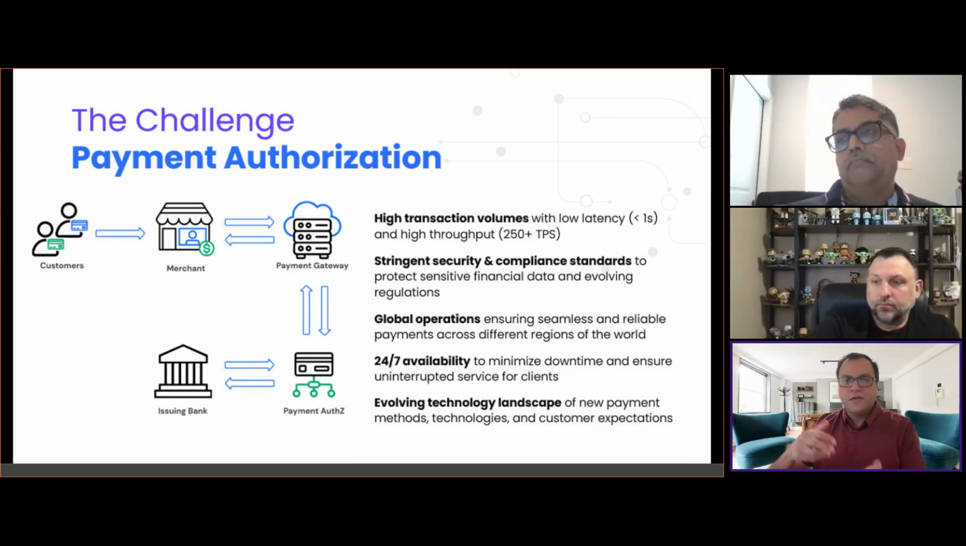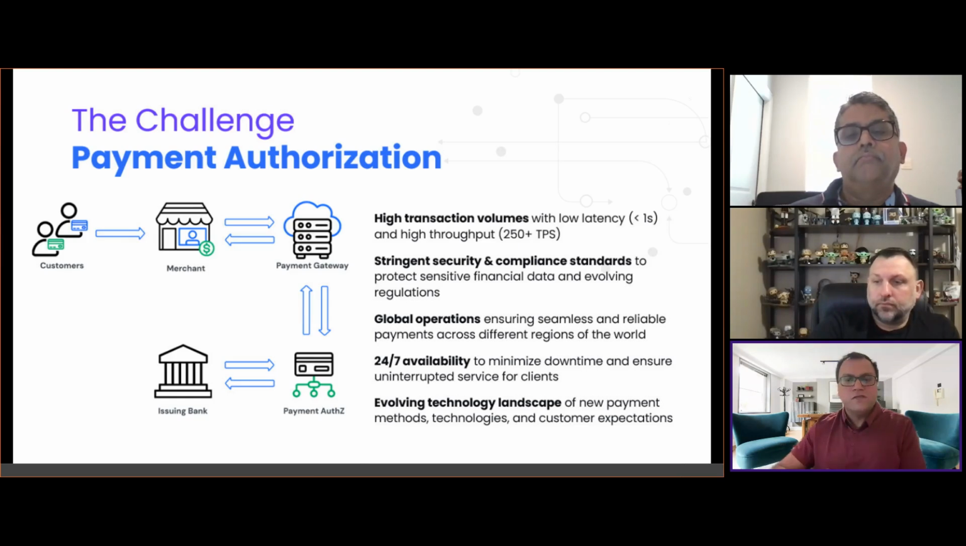If it's a Visa and MasterCard, we will send it to the appropriate company, and Visa or MasterCard will then send that request back to the bank that issued your credit card. Now, your bank will check your balance, send the request back to Visa or MasterCard. They send the authorization back to us, and then we send the authorization back to the merchant.